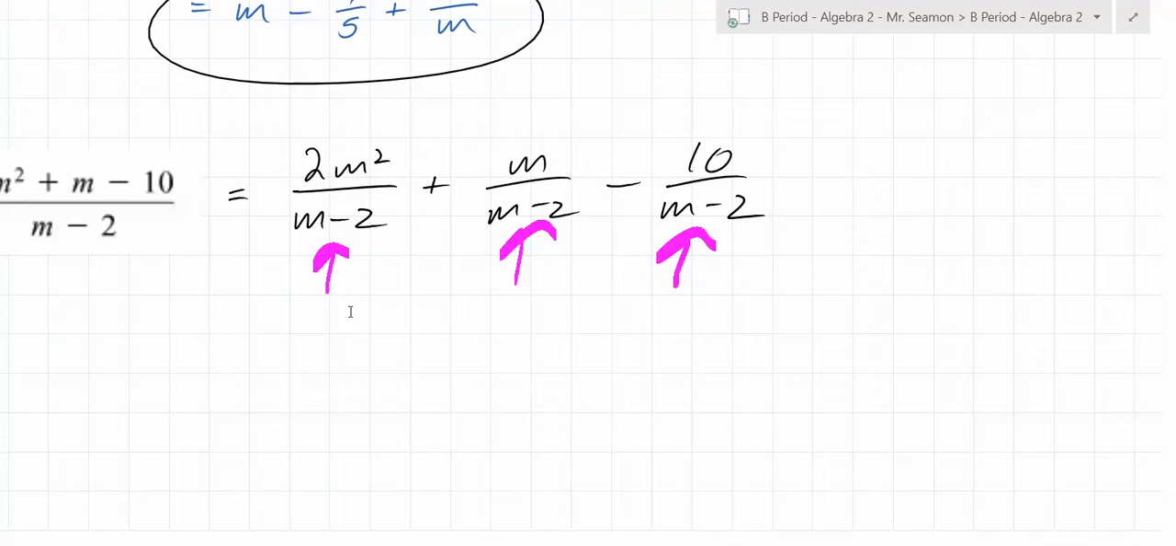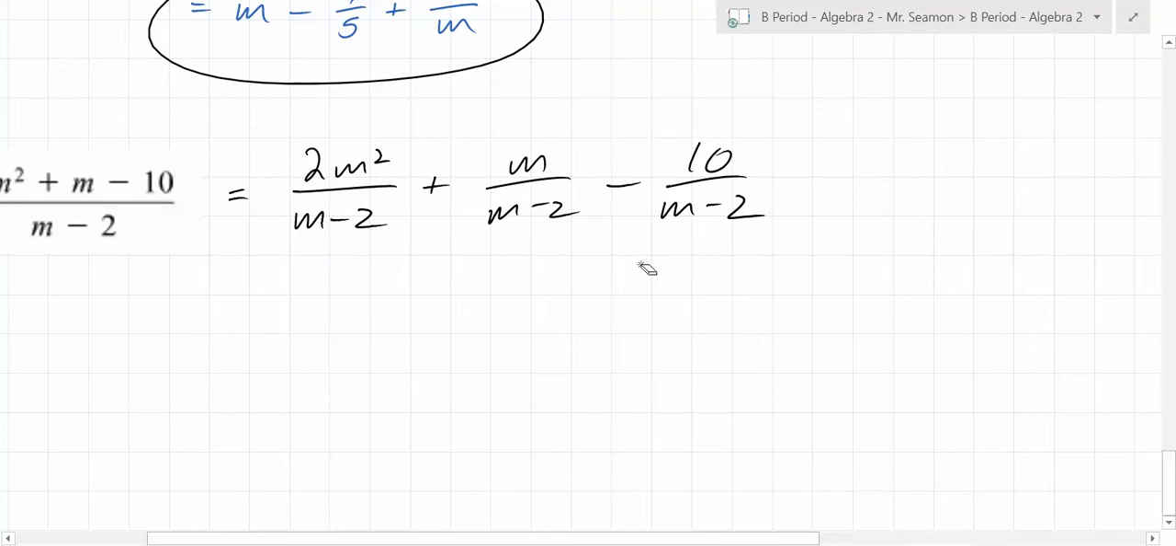Over here, can you cancel anything? No, you can't cancel anything. So you're kind of stuck at this point. This would be fine. Those are equal expressions, but you can't simplify this any further. So let's go back to grade school.